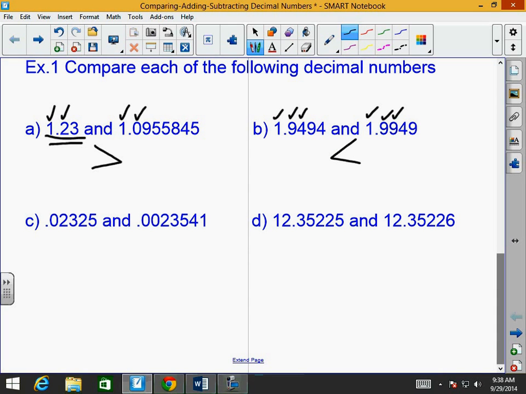1.9949. Very good. So 1.9494 is less than 1.9949. Or you could say 1.9949 is greater than 1.9494. And actually, you should be able to say it the right way, which is 1 and 9,494 10,000ths is less than 1 and 9,949 10,000ths. Tomorrow when we review our homework, I'm going to ask you to read them correctly.